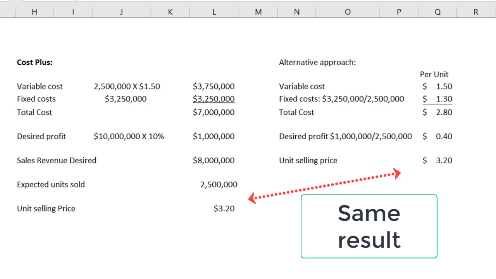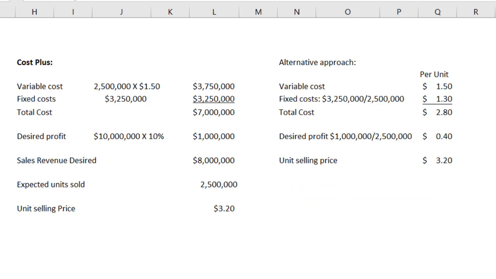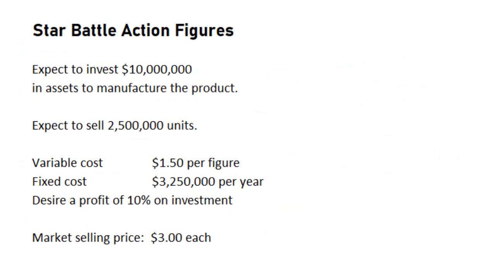You get the same result. Both of them take the cost and add a desired profit, and that's what cost plus pricing is all about. In our second situation, we decide we're going to sell Star Battle action figures. We're looking at the situation, and with Star Battle, that's a generic action figure. And because of that, we expect to have competition.